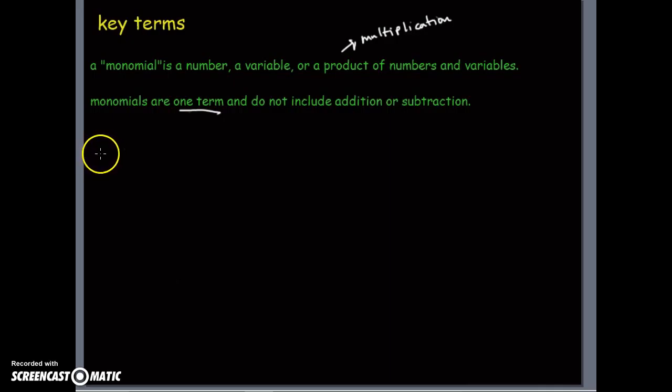A couple of examples of what monomials look like. One, it's a number, so the number 5 is a monomial because it's a number. Another example could be x. X is a monomial because it is a variable. Or the product of numbers and variables, so maybe 6 times y squared. We've got a multiplication of the number and the variable. This fits the definition of monomials. Monomials can be very short, just a number or just a variable, or they can be very long with lots of multiplication involved.